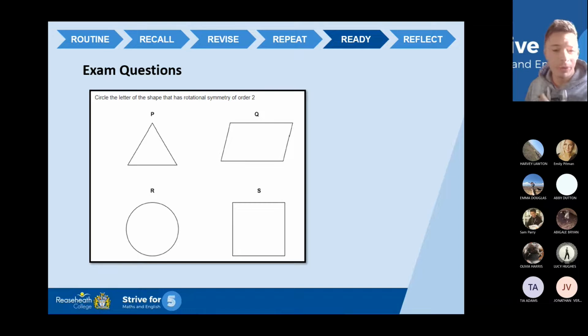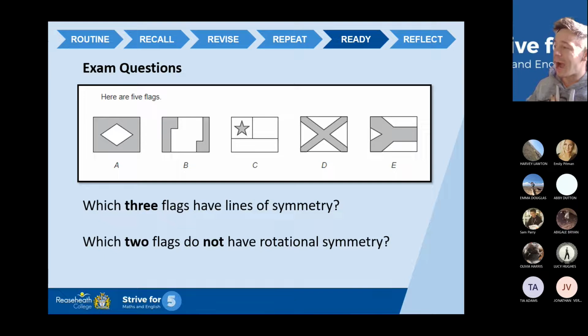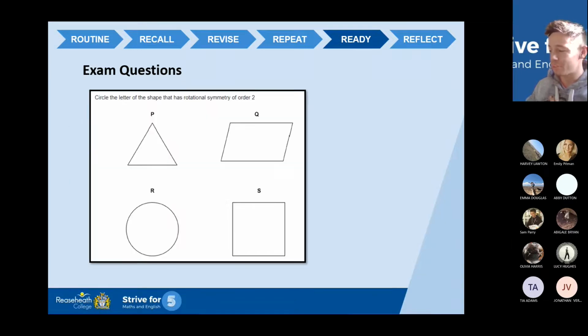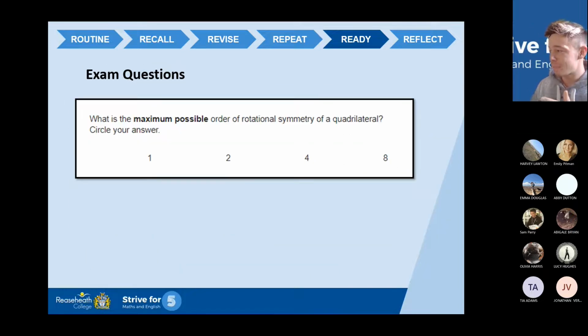Now, what sort of guy would I be if I did all the talking and didn't let you guys do any of the working out? So I've gone on to AQA. I have taken some of their previous past exam questions that look at lines of symmetry, that look at rotational symmetry, and then a little bit of quadrilateral stuff in there as well.